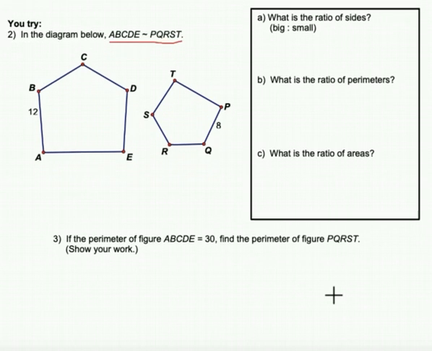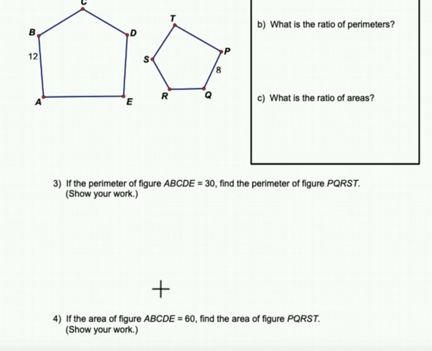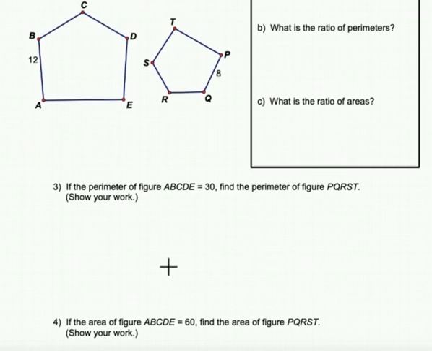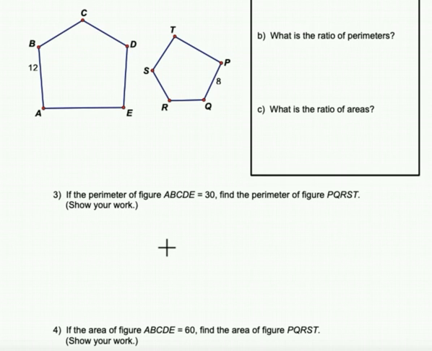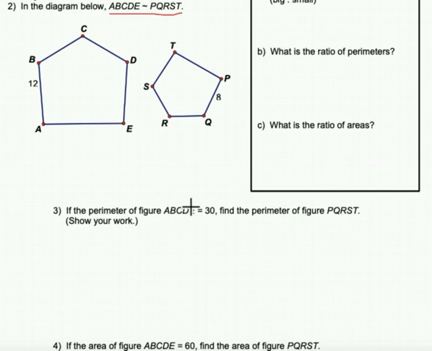And for question 3, you're told that the perimeter of figure ABCDE is 30, and you're asked to find the perimeter of figure PQRST. Remember, you don't need to know all the side lengths to find the perimeter here. All you need is the ratio of perimeters and the perimeter of the other figure. Make sure you show your work here. And last but not least, question 4. If the area of figure ABCDE is 60, find the area of PQRST.